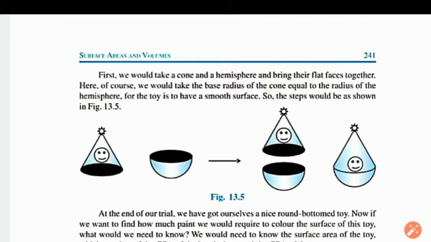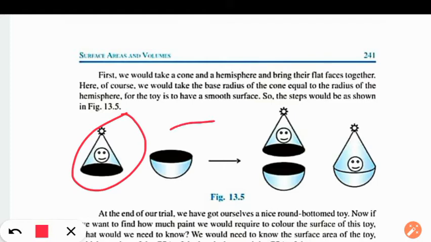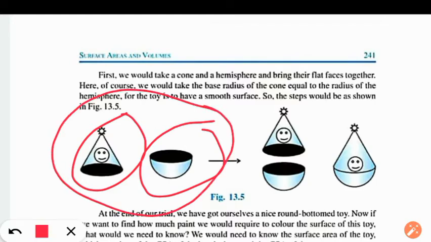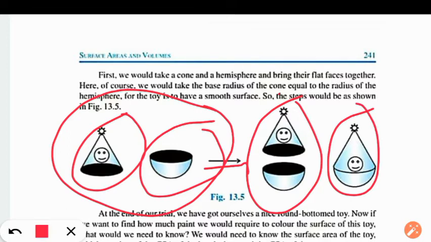You can see on your screen figure number 13.5. Here we have one cone, and this one we call a hemisphere, right? Half of a sphere, we call it a hemisphere. So if we combine these two figures, we will get a figure like this.